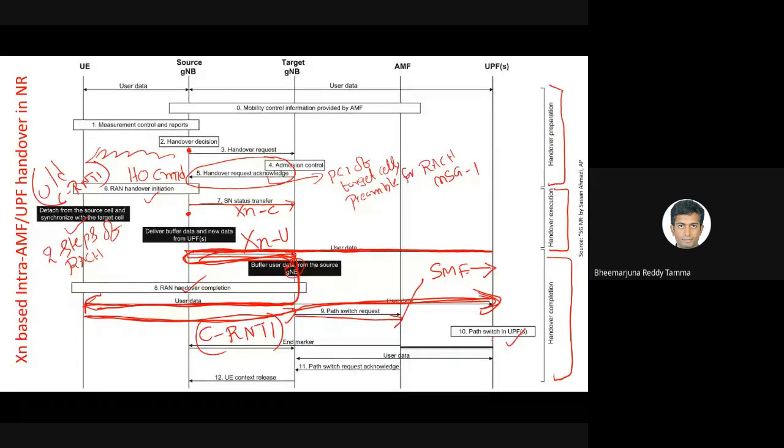Now after it has decided to switch, what it does is quite interesting. It is sending a kind of marker packet.